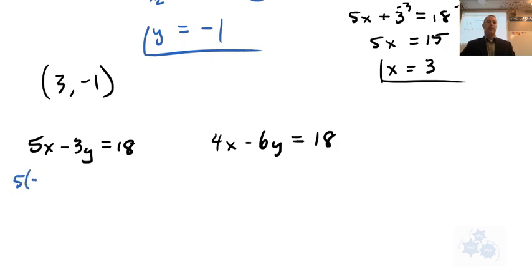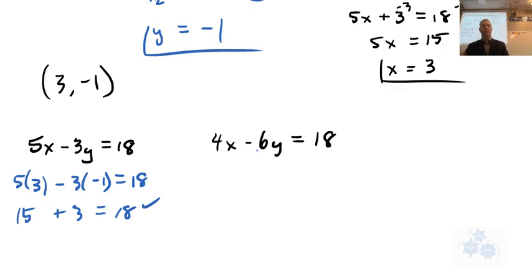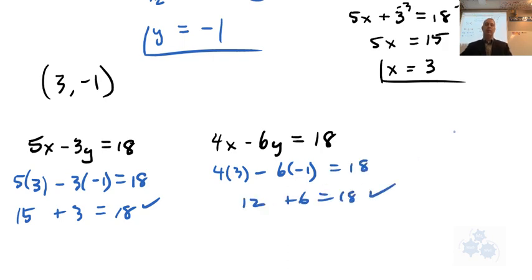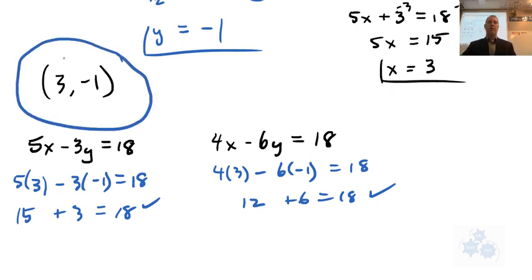5 times 3 minus 3 times negative 1 equals 18. That's 15 plus 3 equals 18. That's enough for me to say that that works. 4 times 3 minus 6 times negative 1. That's 12 plus 6 equals 18. Absolutely. So the check has proved that this is the solution. And if we were to graph these two lines, we would see that they intersect at the point 3, negative 1.